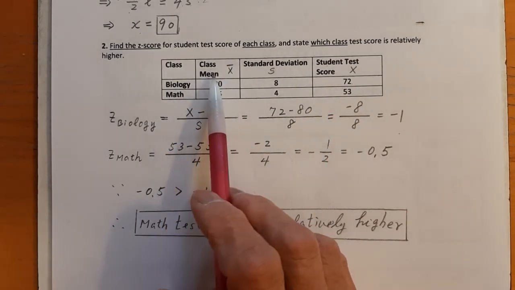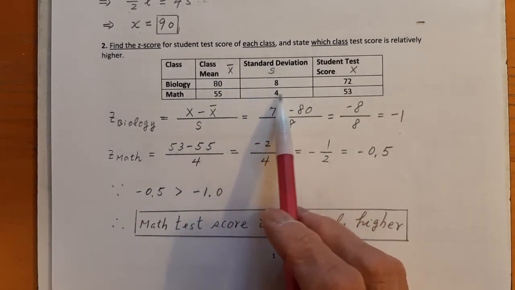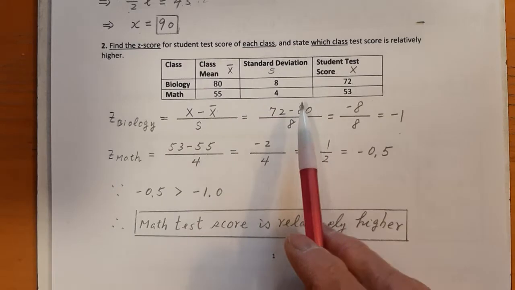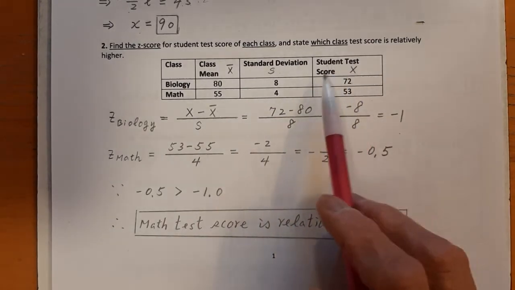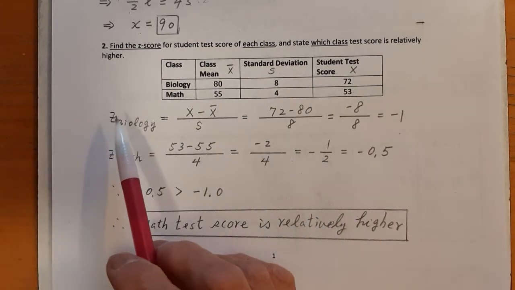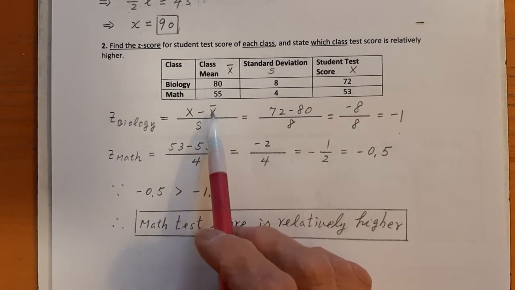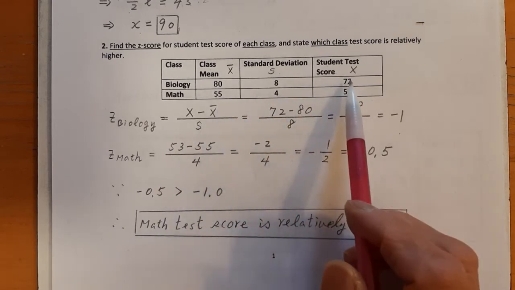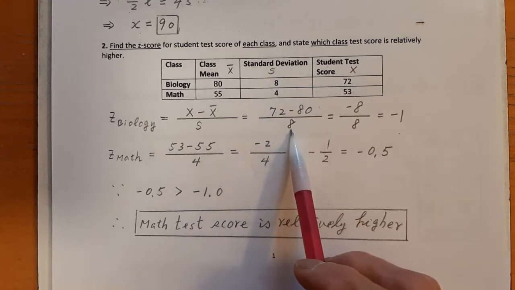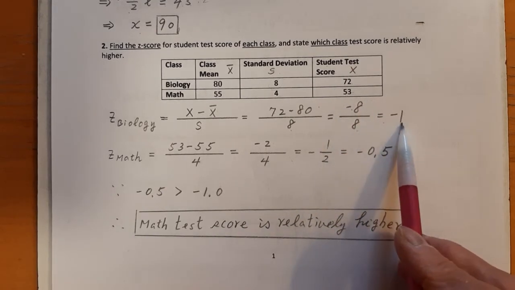For math, class mean X bar is 55. Standard deviation S is 4. Those are sample, so use X bar for mean, S for standard deviation. Student test score is 53. So which one is relatively higher? So figure out z-score. Z for biology is equal X minus X bar over S, equal 72 minus mean 80 divided by standard deviation 8, equal 72 minus 80 is negative 8 over 8, equal negative 1.